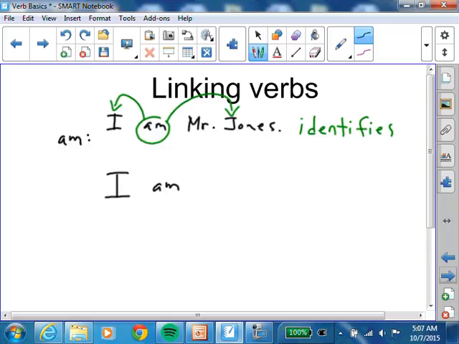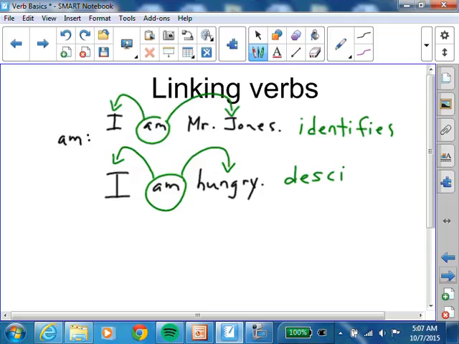I am hungry. And the reason I am hungry is because I sort of skipped breakfast this morning in the interest of preparing this presentation on verbs. So I'm going to have to make up for that at lunch. In any case, in this sentence, the linking verb is linking the subject I to an adjective, hungry, which is describing the subject I. Right?